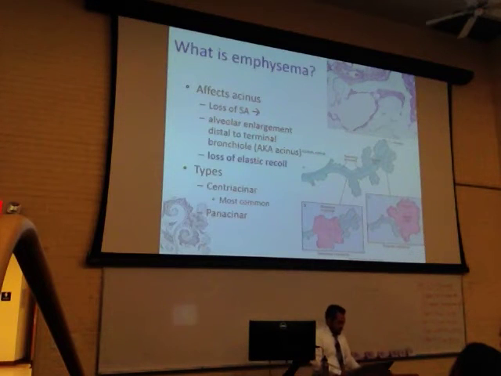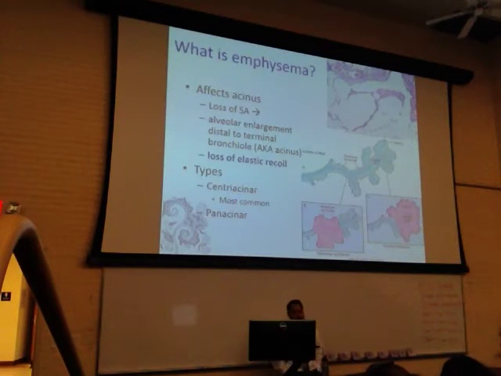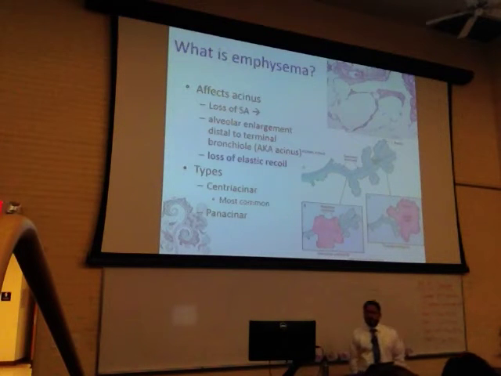Now, with the two different types that we have, the most common being the centriacinar, we see that this is mostly affected by cigarette smoke. It's very common for long-term chronic smokers to develop centriacinar emphysema.